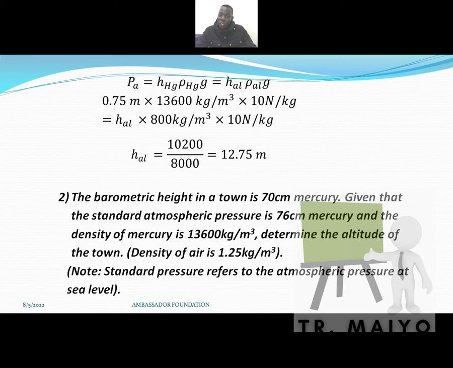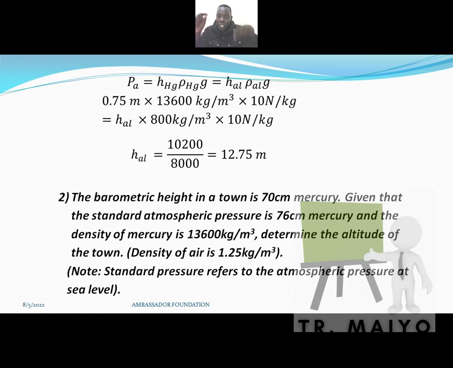It is brought by the air column surrounding the earth. So I want us to calculate the atmospheric pressure at sea level and the atmospheric pressure at the mountain. Then we get the difference of the two pressures. The difference between the pressure in the mountain and at sea level will be because of the air column between them.